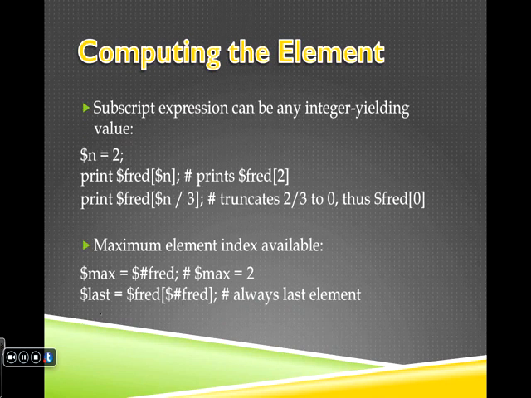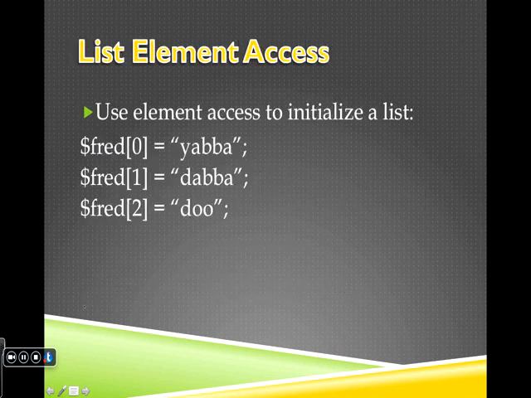Also, I can use this expression, for example, print for me 2/3. So here Perl will automatically truncate this operation. It will return 0, so it will print for me the first element, which is Yaba.